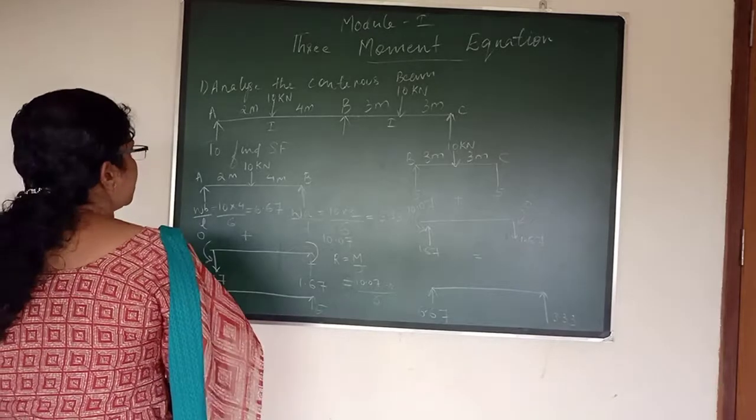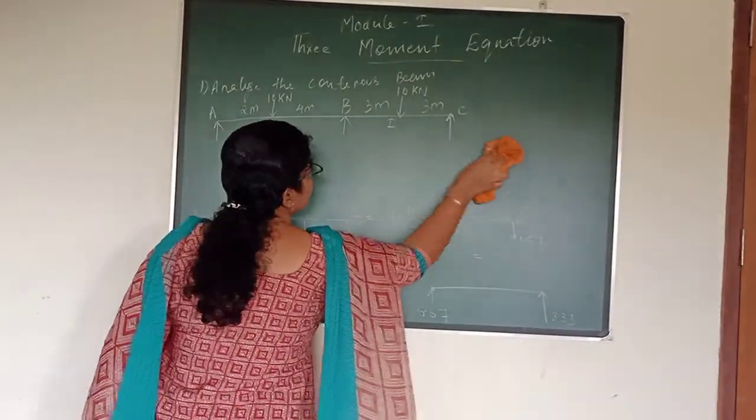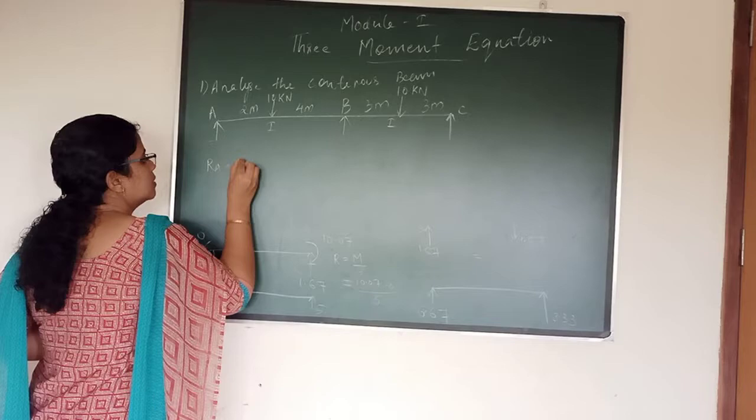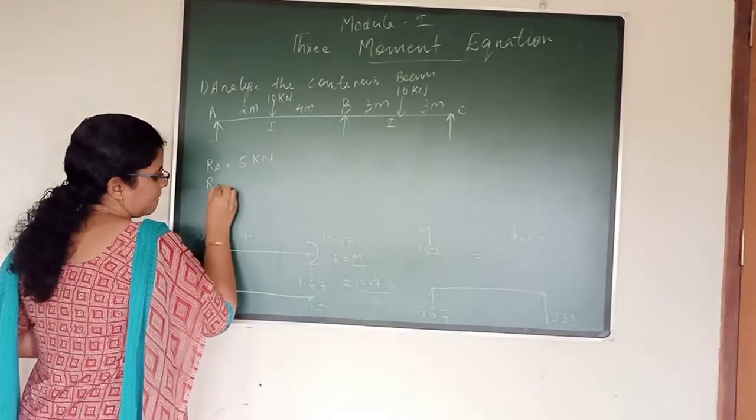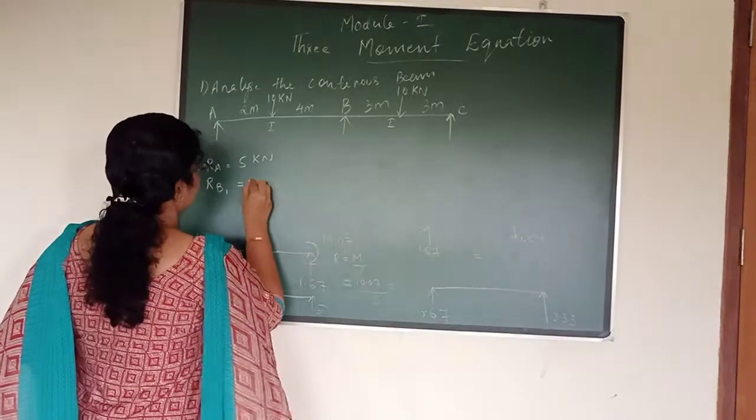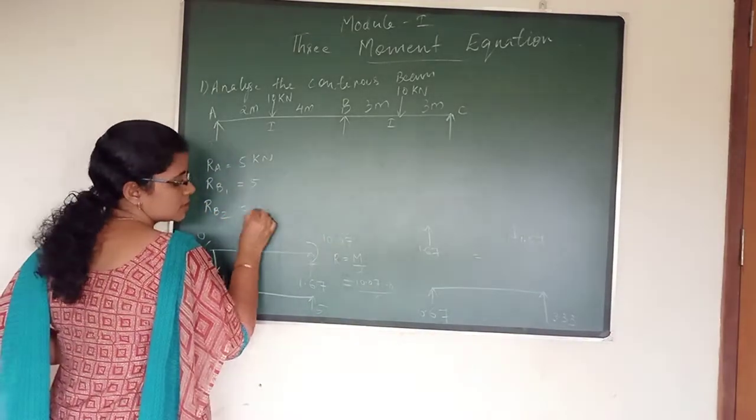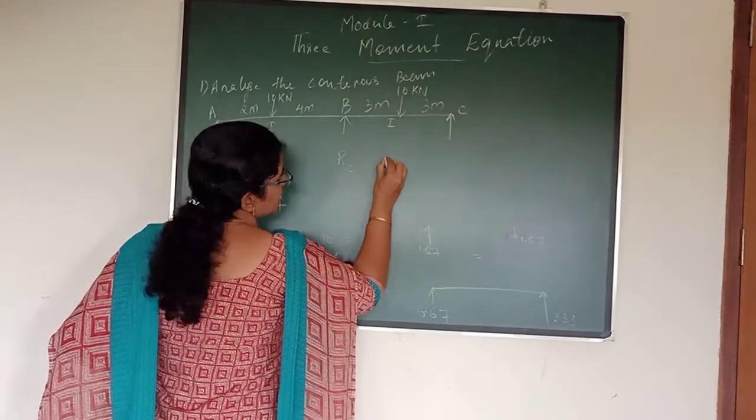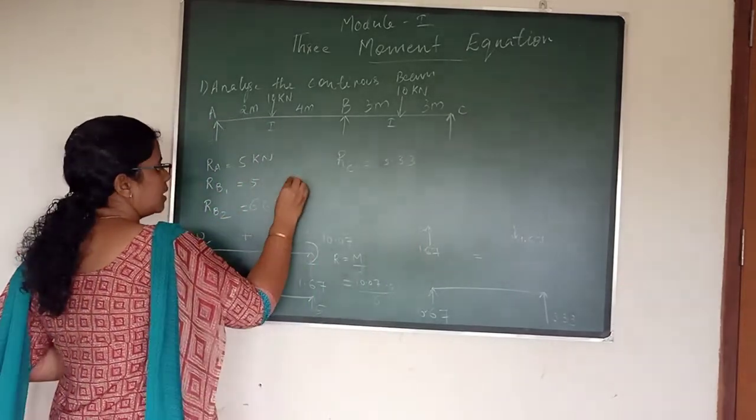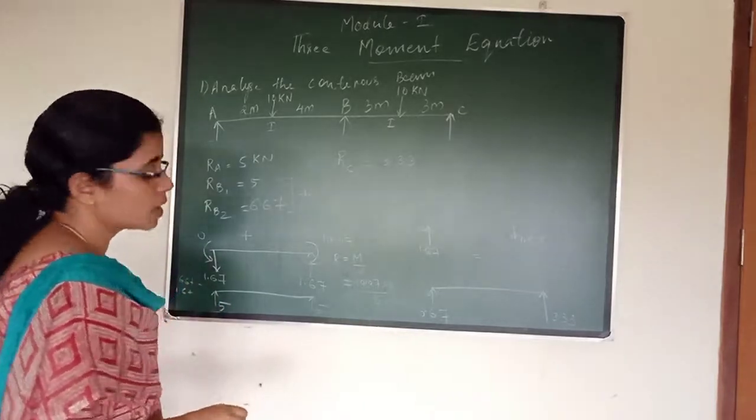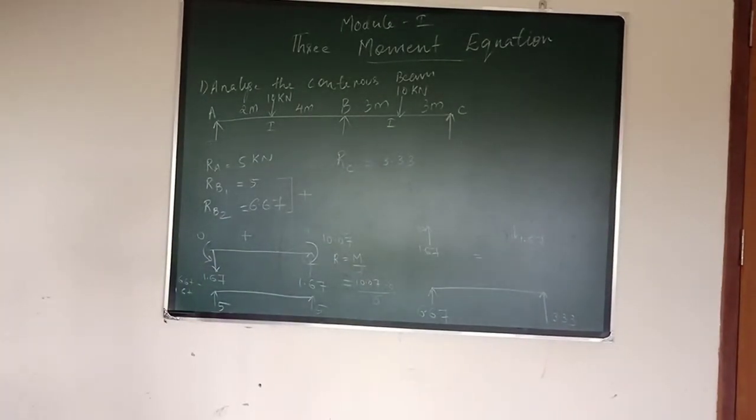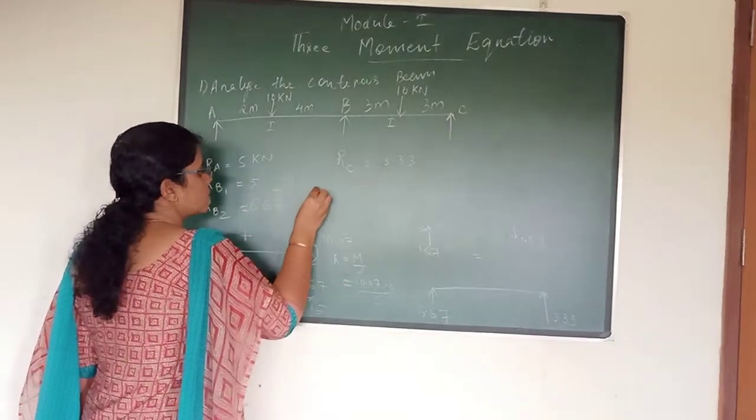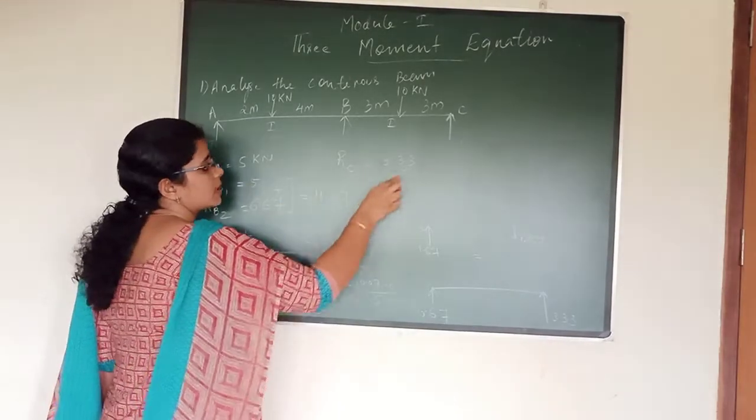So now we have obtained the values for RA, RB1. The RA value is 5 kilonewton, RB1 is 5, RB2 is 6.67 kilonewton, RC is 3.33. So the final RB would be the summation of these two. So now the reaction values are obtained. RA is equal to 5 kilonewton. RB is therefore 11.67, 5 plus 6.67, and RC is equal to 3.33.